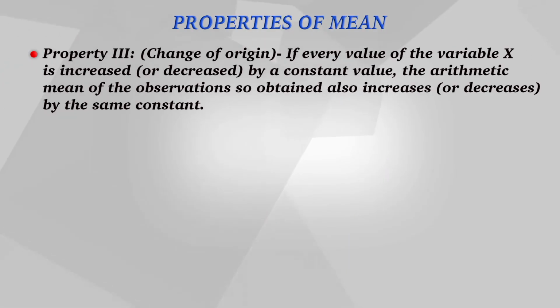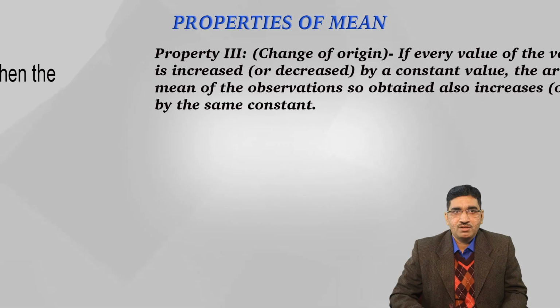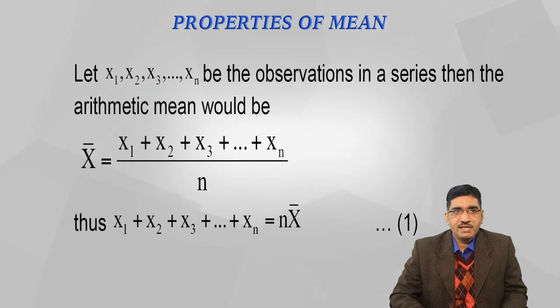Now, we proceed to the third property, and the third property says that if every value of the variable x is increased or decreased by a constant value, the arithmetic mean of the observations so obtained also increases or decreases by the same constant. So, let us assume here that x1, x2, x3 up to xn be the observations in a series, then the arithmetic mean will be x bar equal to x1 plus x2 plus x3 up to xn, the sum of all the observations, divided by small n, the number of observations.